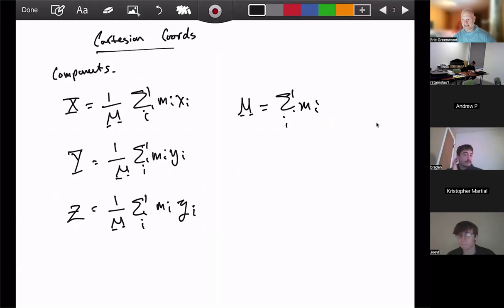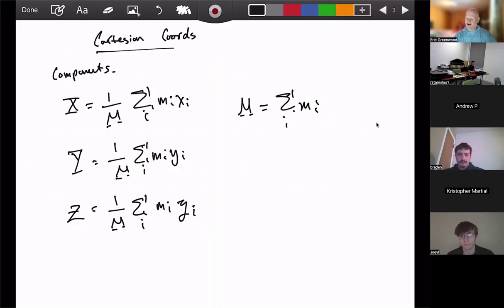So again, all it says then is what? If I have discrete objects, then we would just find the location of each one of those objects in that particular coordinate system, weight it by the mass, and then simply sum them all together and divide by the total mass. That's it. Nice and easy.